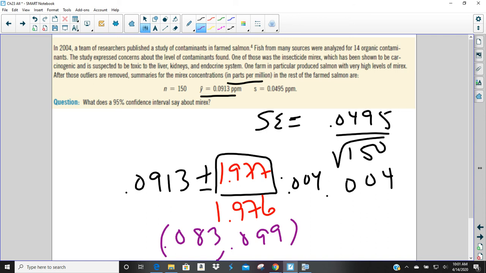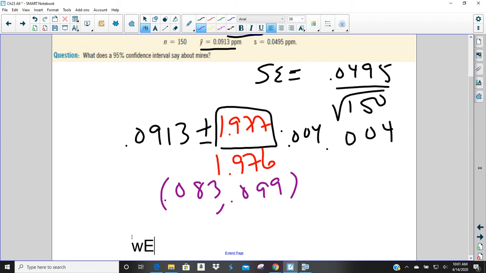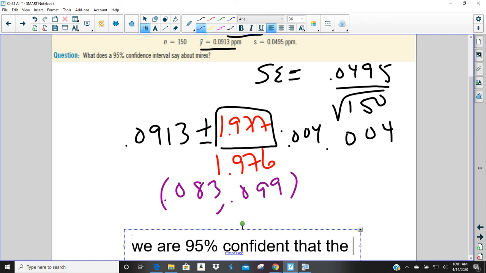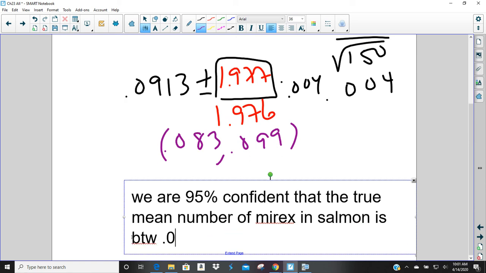Okay, so what does the 95% confidence interval say about Myrex? We are 95% confident that the true mean number of Myrex in salmon is between 0.083 and 0.099 parts per million. Now, a few things I just want to mention real quick.